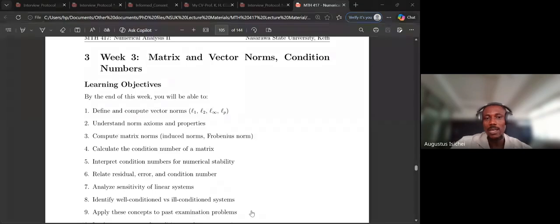Okay, here are my objectives. I believe you guys have your notebook by your side. It's important to take notes, all right? So, like I said, the topic for today's lecture is matrix and vector norms, condition numbers.